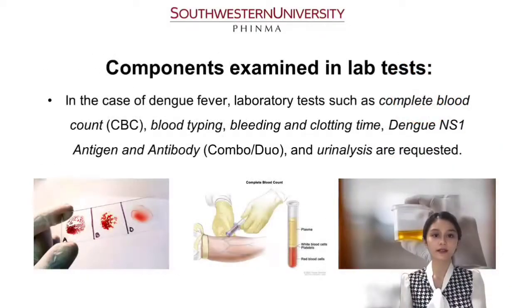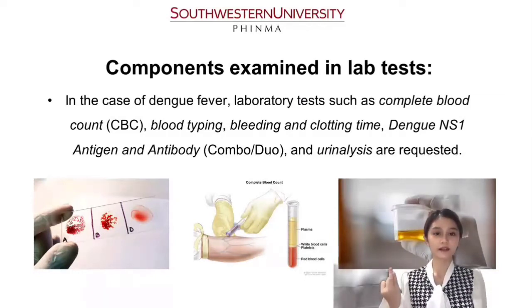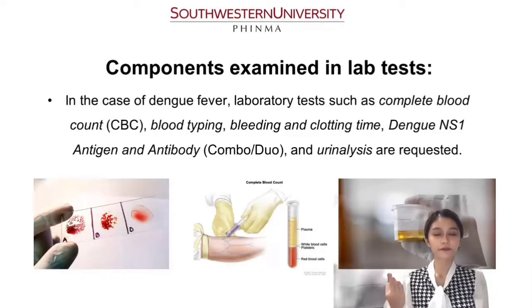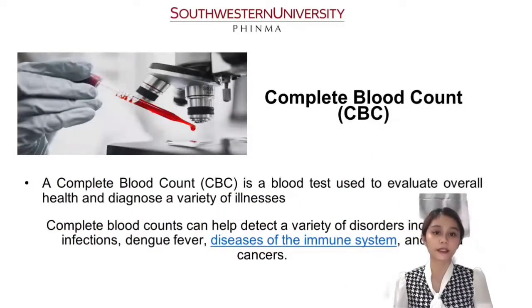The components examined in laboratory tests that are requested in this case are complete blood count, bleeding and clotting time, blood typing, urinalysis, and NS1 antigen and antibody. First is the complete blood count.